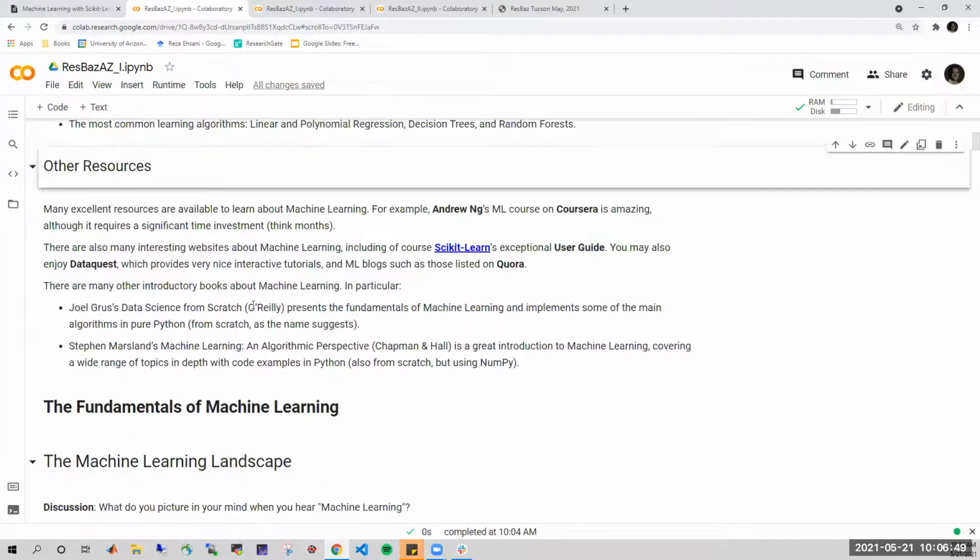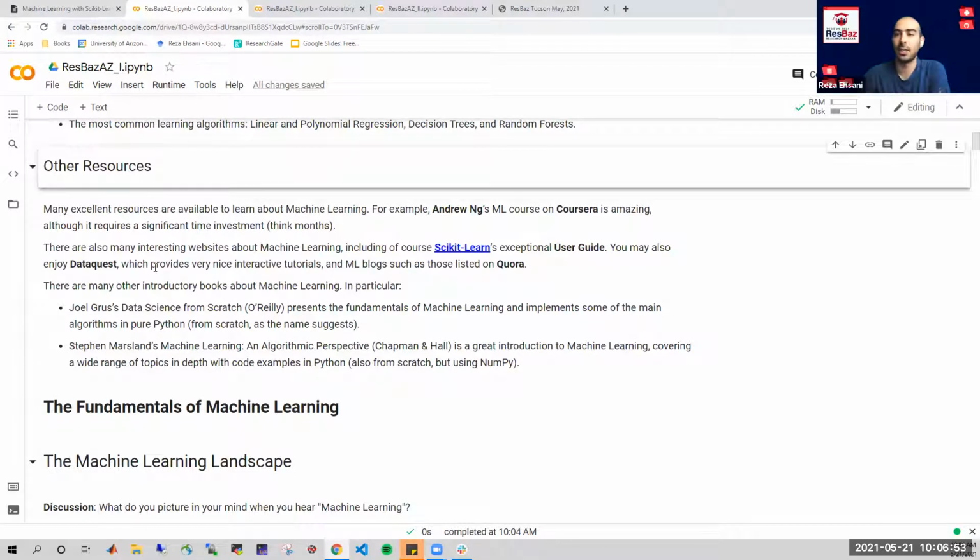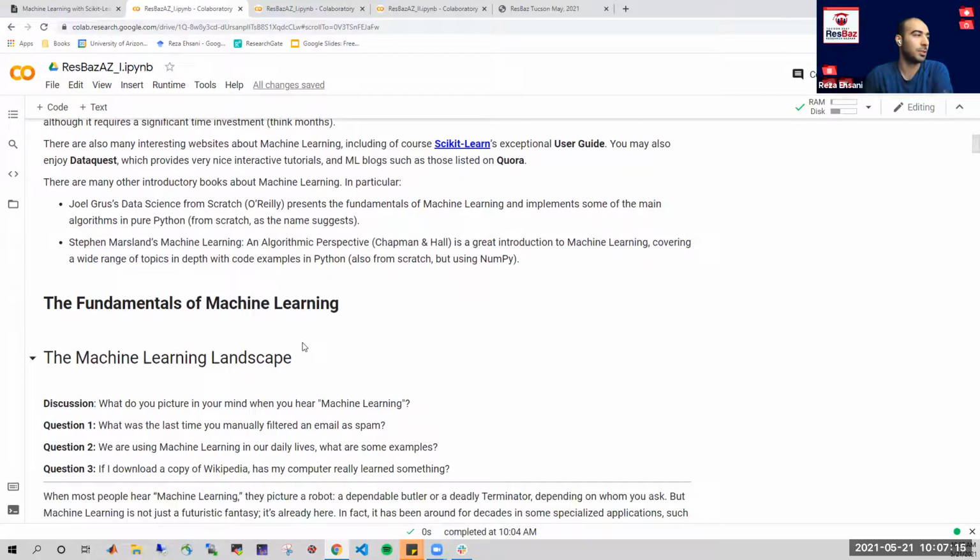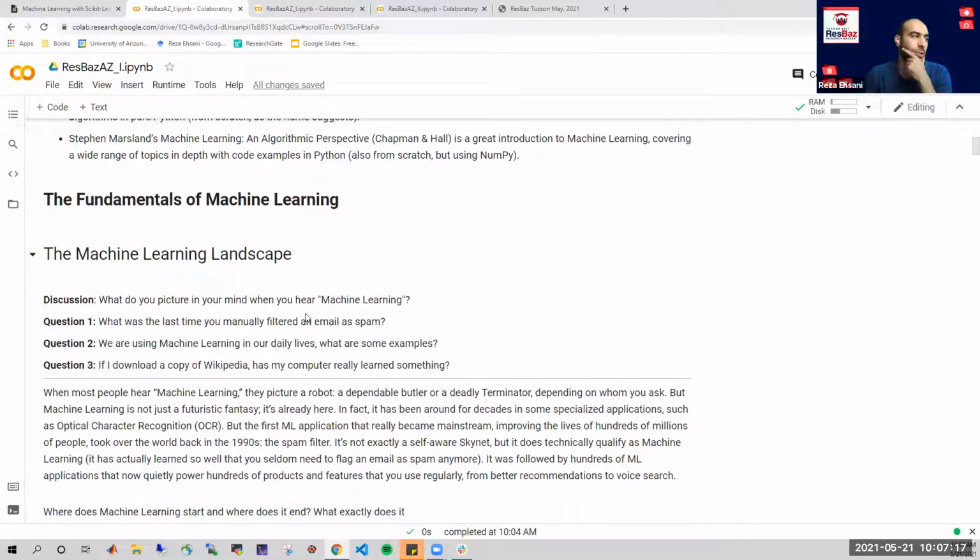In addition to the DataQuest blog posts, Quora, and Kaggle, there are a lot of books available. Personally, I have read these two books, which are amazing starting points for learning machine learning. The first one is Joel Grus's Data Science from Scratch, published by O'Reilly. The other one is Stephen Marsland's Machine Learning: An Algorithmic Perspective, by Chapman and Hall. Both of them are really good places to start with machine learning.